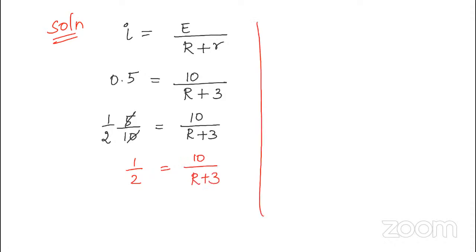For the next step, you just cross multiply this value. So this becomes R plus 3 is equal to 20. Then R is equal to 20 minus 3, then it is 17 ohm. R is equal to 17 ohm.